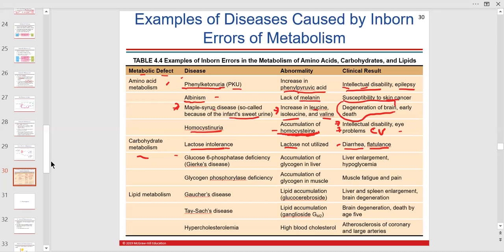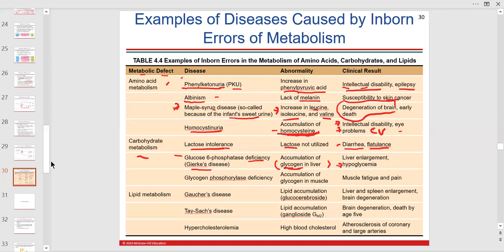Glucose-6-phosphate. Now this is one of the byproducts of breaking down glucose anaerobically in glycolysis. And Gehrig's disease. So accumulation, too much glycogen in the liver. You can't release it either. You can't hydrolyze it. You can't use it, which is going to give you hypoglycemia.